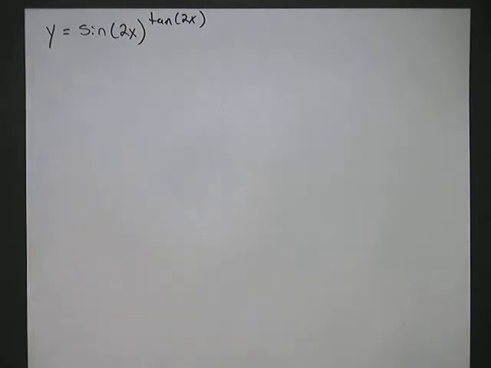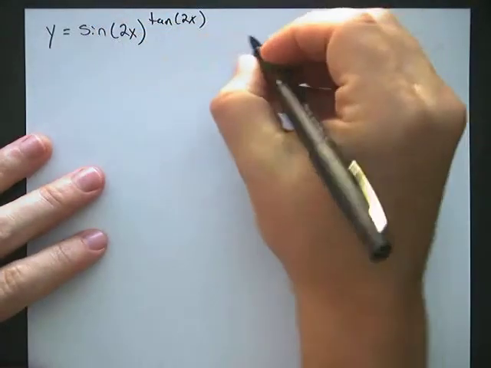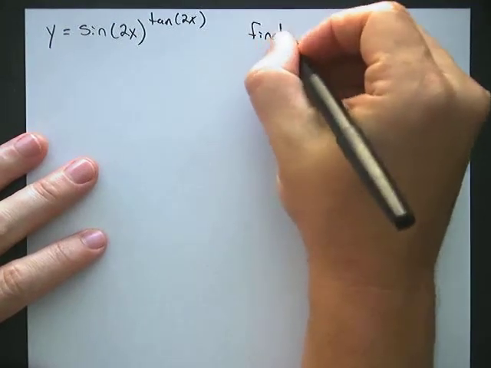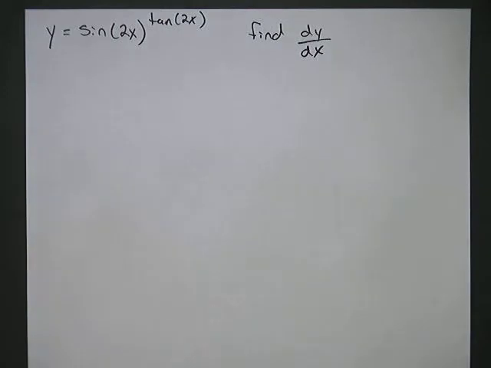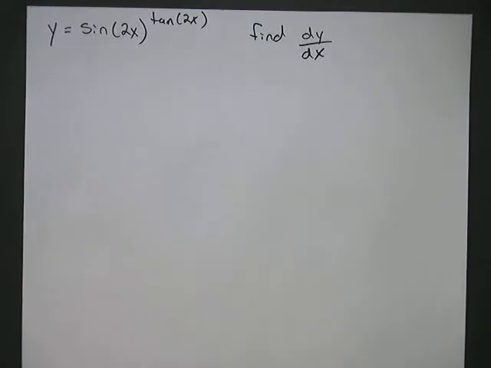Alright, in this problem we're given y is equal to sine of 2x to the power of tangent 2x, and we're going to find dy/dx, the derivative. In order to do this, we're going to have to use logarithmic rules because we don't want this tangent 2x staying up in the exponent there.